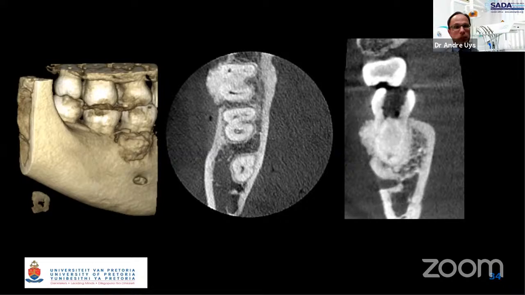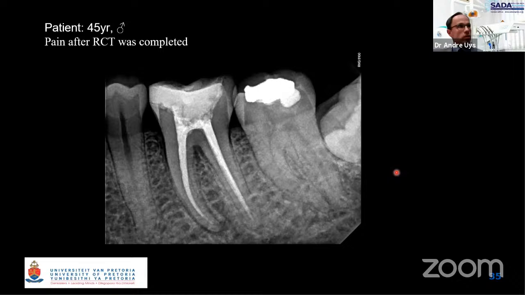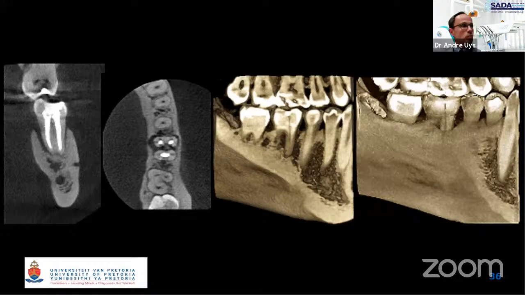This patient, a 45-year-old male, came back after root canal treatment was completed. This was the periapical radiograph that was taken. And you can see that there's the root canal treatment, but couldn't really see anything else. Decided to do a small field of view CBCT for this patient.